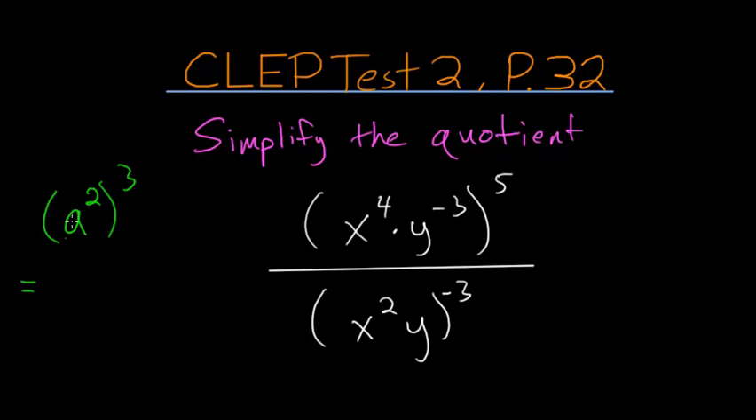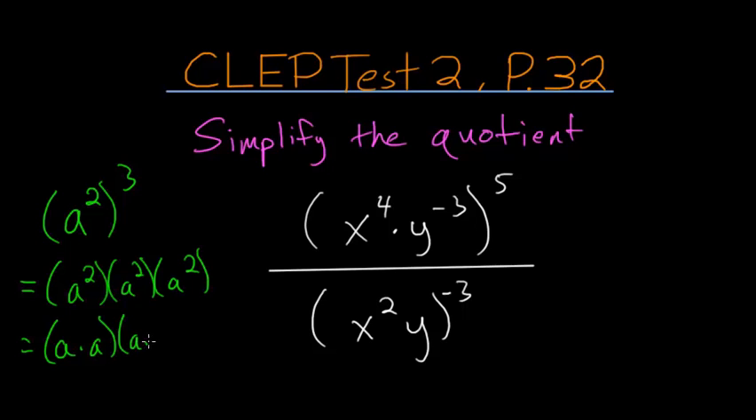Another way you can think about this is that we have this expression inside the parentheses multiplied by itself 3 times. So we can rewrite this as a squared times a squared times a squared. And notice that each of these a squareds is just a times a. If we rewrite this 3 times, now you can see that there are 6 a's, so we can rewrite this as a to the 6th. And the general rule is that if you raise an exponent to an exponent, you multiply these numbers.